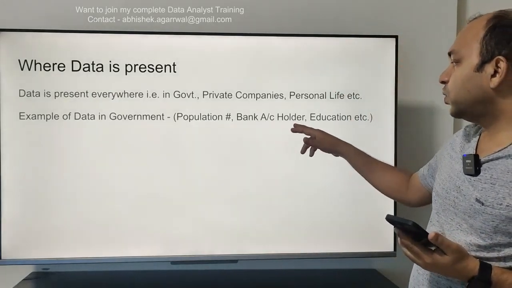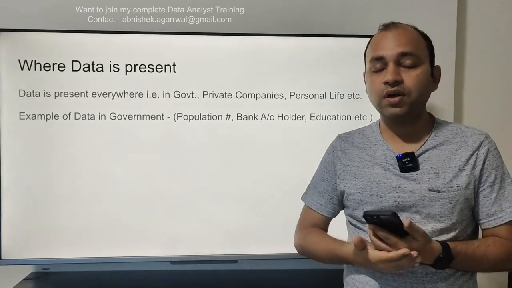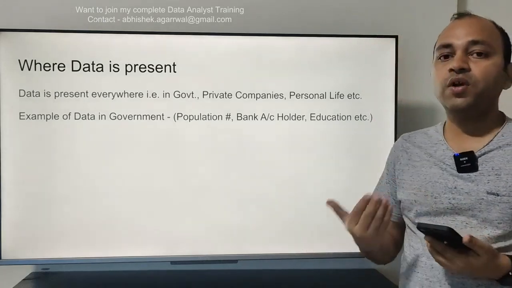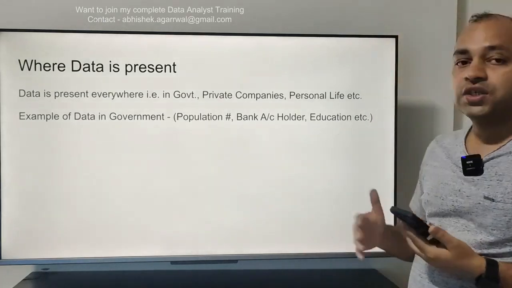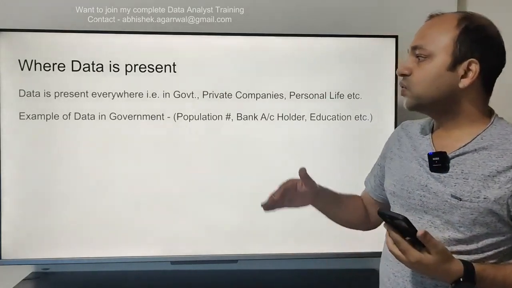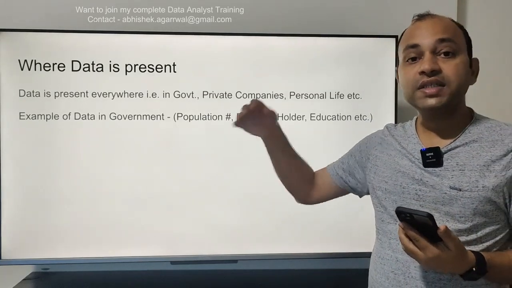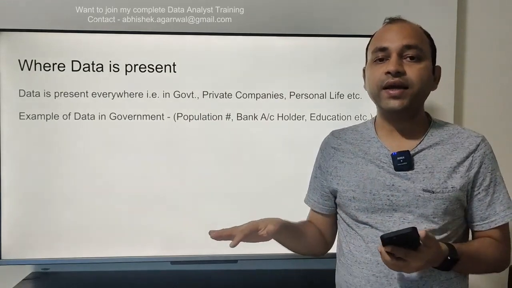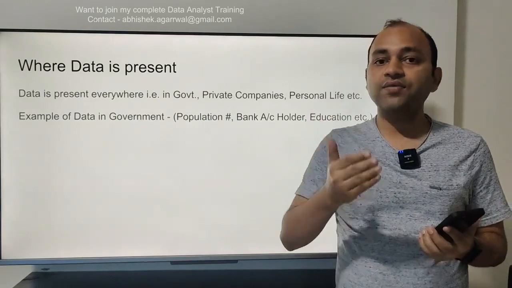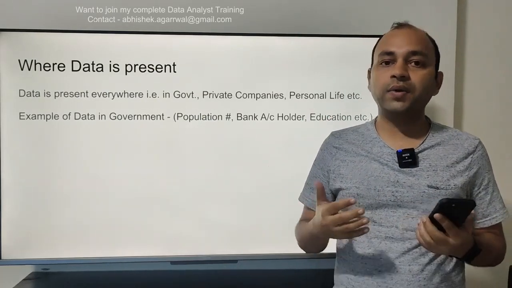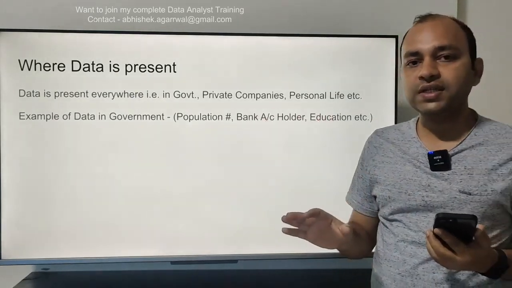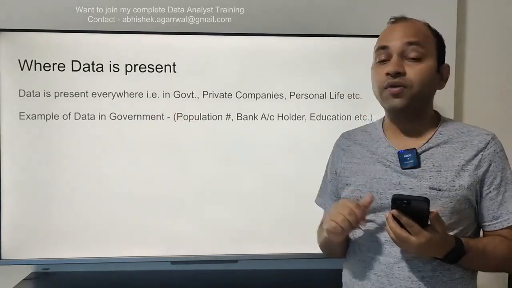Then bank account holders, education. Government banks as well as private banks submit the data to government for their bank account holders, or the number of account holders that they are having. And then education, etc. Government runs various educational institutes, so they have this data. Government employees, day in day out, keep making entries onto the computer, into the files, and that is the way they keep collecting and updating the data, right? So population number, bank account holders, education are just some of the examples in which government collects the data.